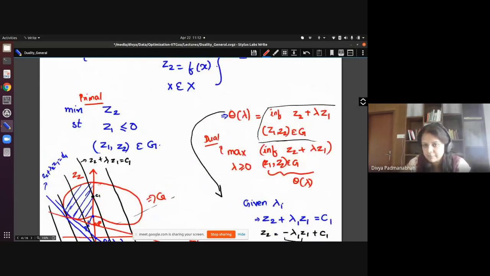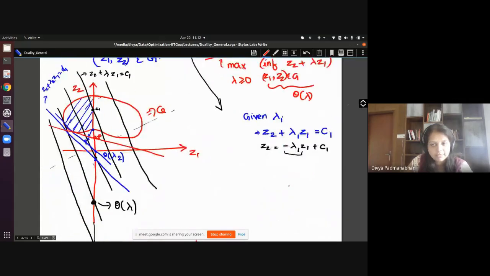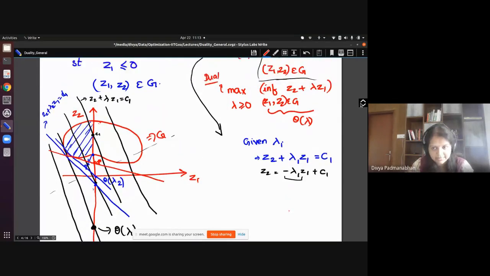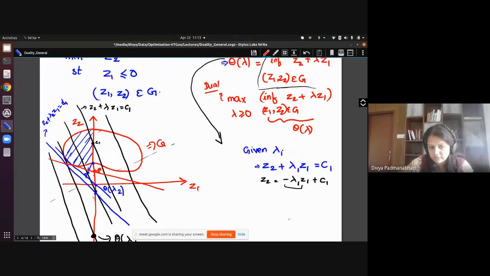So the thing is, this theta of lambda, when we take Z2 plus lambda Z1, corresponds to the intercept. The exact value of Z2 plus lambda Z1 corresponds to the intercept, so that's why we are only interested in the intercepts. Now, any point you take on this line, the Z2 plus lambda Z1 for that will be exactly equal to this value. But in terms of the inf value you're taking here, theta of lambda is exactly the value of the intercept. You could have some points Z1 and Z2 here which give rise to this intercept. That is fine. But the overall value of theta lambda is given by the intercept.